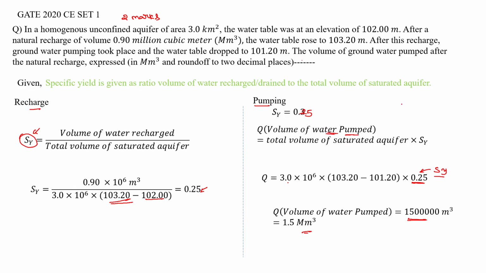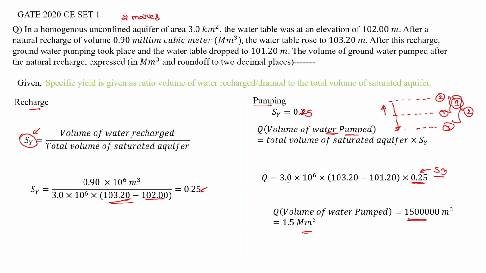See, in this case, you just need to draw in this way. First case, what is the first level? So after recharge, what happened? So the level increased. After pumping, the level is decreased. So in this way, if you write it down, it will be easy for you to solve. So in this manner, you will divide the question into two parts. This is the first part, and this is the second part.